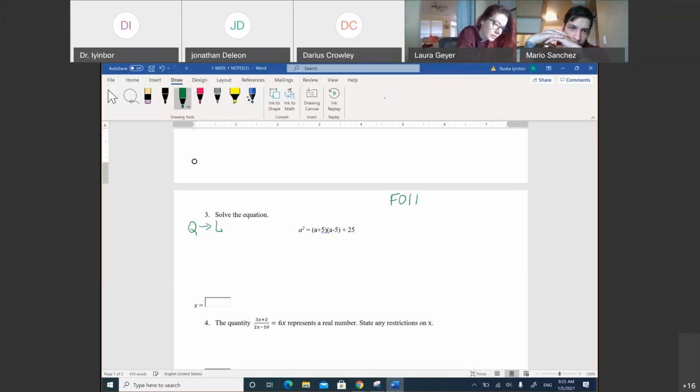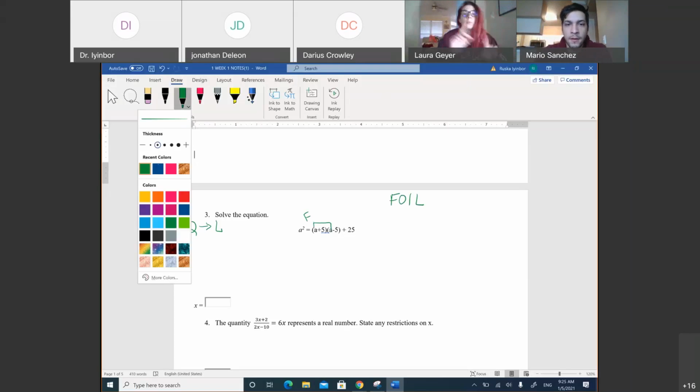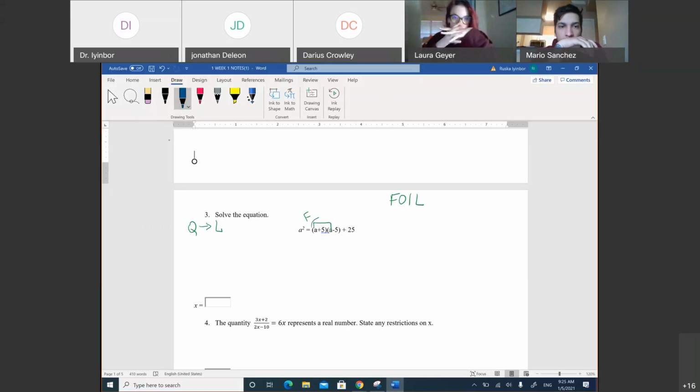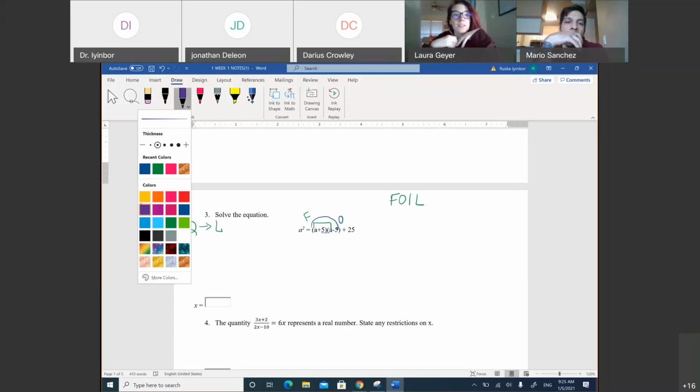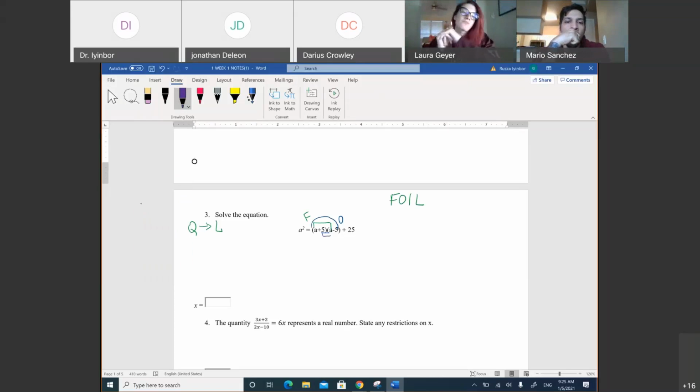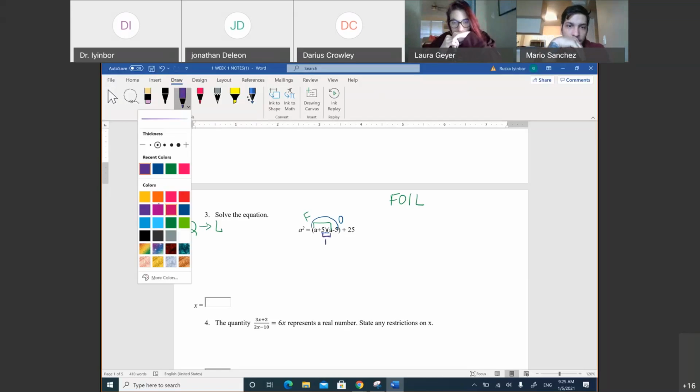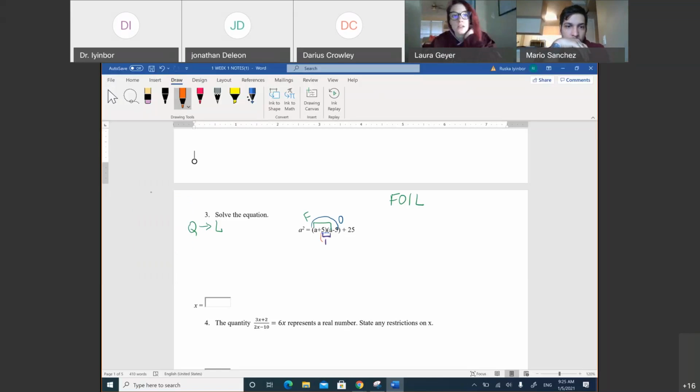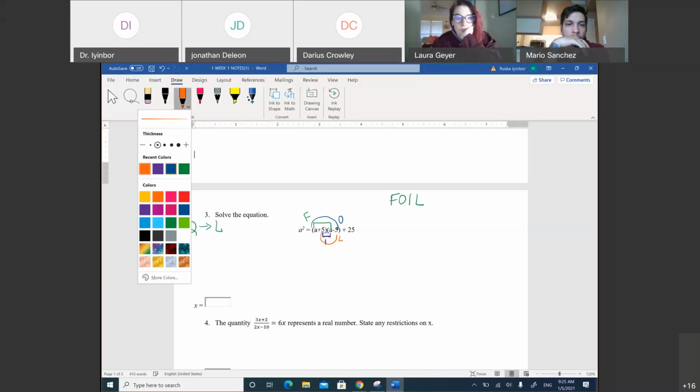FOIL. You do first, which is F, first and first. Then O means go for the outside. And then I is the inside, this and this. And then you're going to do the last, so 5 and negative 5 is your L. So first you're going to do first and first, so multiply a times a.